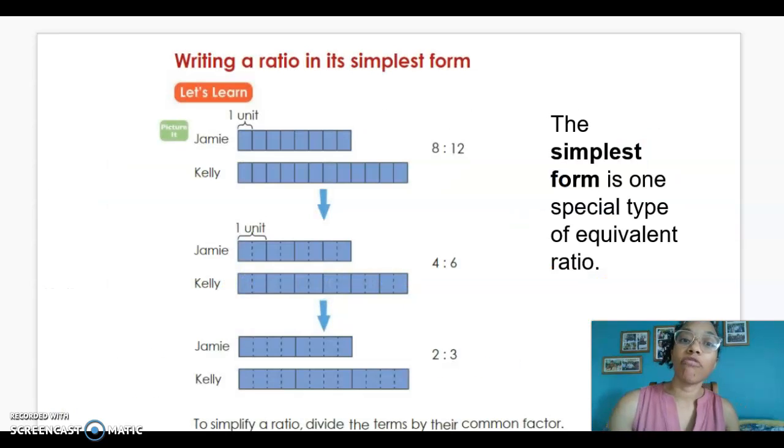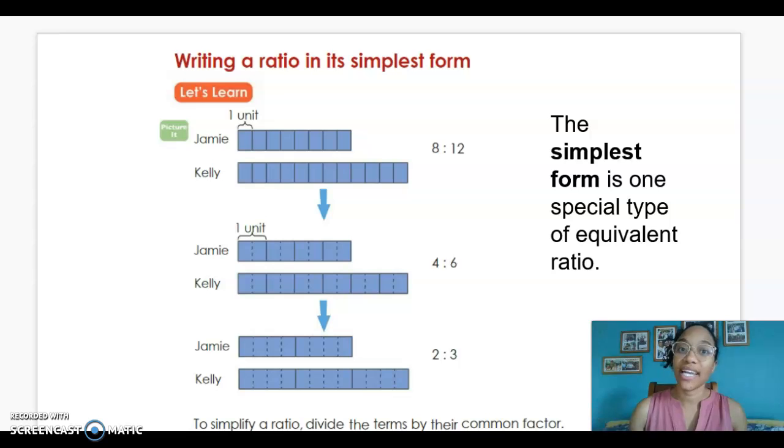Now let's look at writing a ratio in its simplest form. Now remember, all 3 of these ratios are equivalent ratios. They have the same value. But the simplest form is one special type of equivalent ratio where you can't divide any further. You can't make the 2 numbers on either side any smaller and keep it equivalent. That makes it the simplest form. So to simplify a ratio, we're going to divide the terms by their common factor.